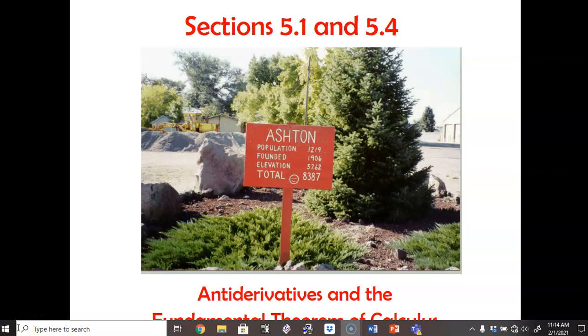Hello everybody, we are back in Unit 5 and today we are going to be talking about antiderivatives, also known as integrals. And even though my taskbar is choosing to completely hide it from you, the fundamental theorem of calculus.